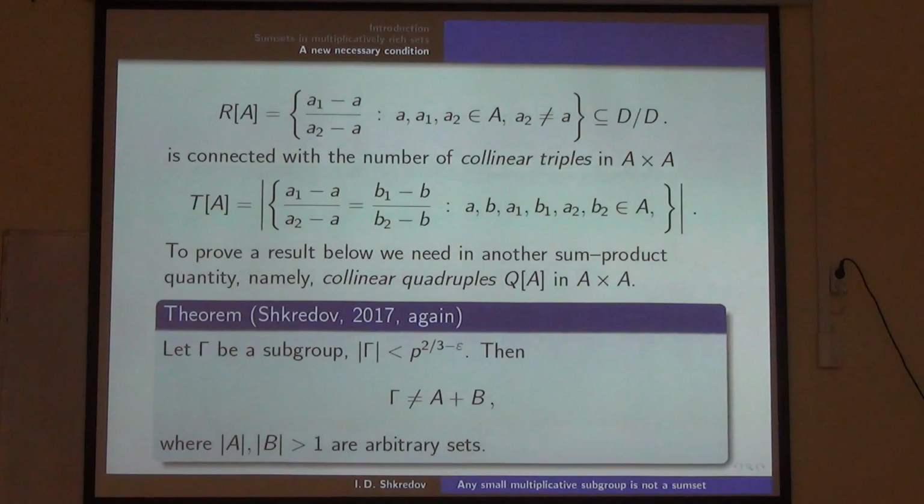because just calculate what does it mean that A1 B1, A2 B2, A and B are on the same line. It's just equality of tangences. And in this more difficult result, there are also good lower bounds for R of A in FP. So instead of T of A, I need to use Q of A, the number of collinear quadruples in B times B. It's a weaker quantity actually. But with help of this, we can obtain this theorem.